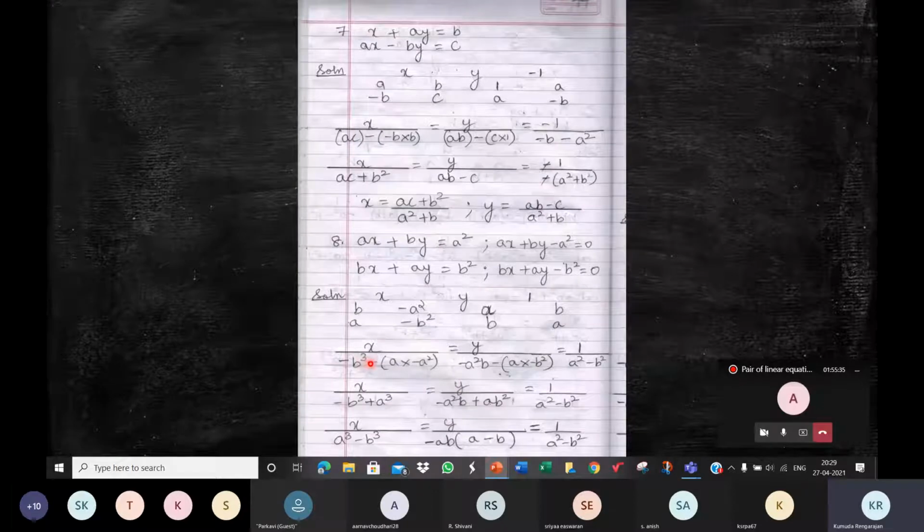So I think you can help yourself. Minus into minus is plus, a into a square is a cubed. Here again, minus into minus is plus, a into b square is ab square. So children, whenever you can take out something common, you have to do it. That's how we simplify the equations.